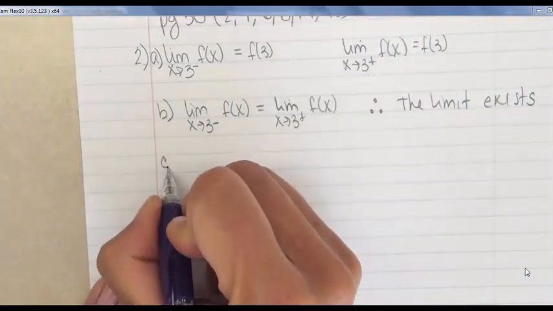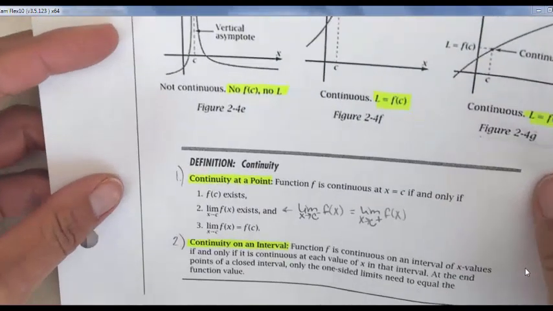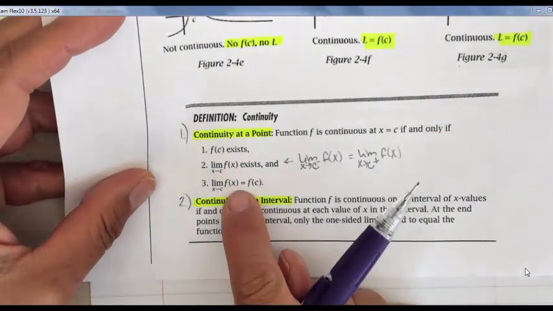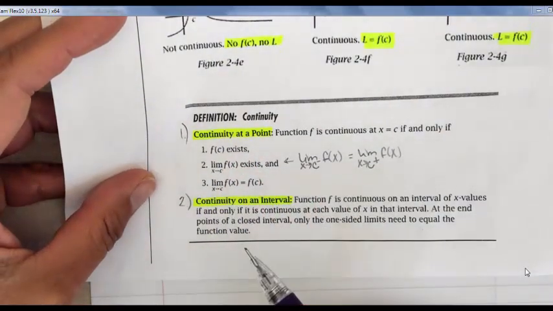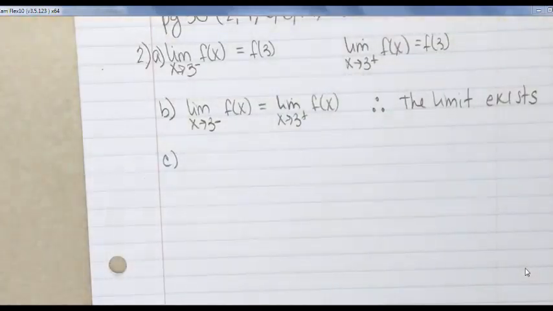Okay, and then for C, does it now hit all three of those check marks? Let's see, where did I put that? Oops, it's on the floor. One second. Does it then hit all three of these? Okay, well, we know that the limit exists. But does f of c exist? So let's look at that.